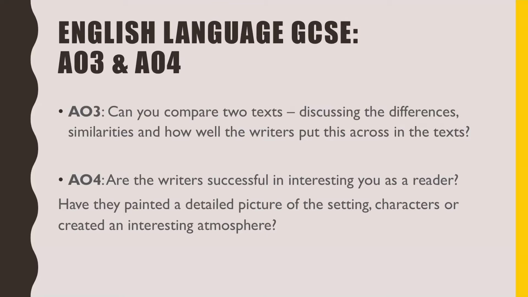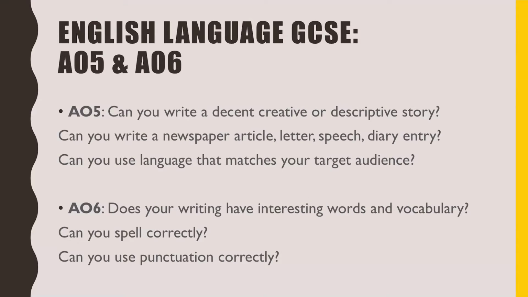AO3 for English language means, can you compare two texts? This is particularly useful to know for paper 2. For instance, can you talk about the differences and similarities that the texts have, and how well do these writers put this across in the text? AO4 simply means, are the writers successful in interesting you as a reader? Are you intrigued? Have they painted a detailed picture of the setting and characters, or have they created an interesting atmosphere in the writing? There's also AO5 and AO6.